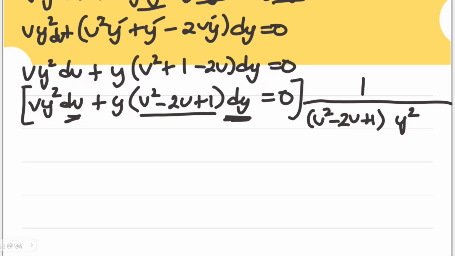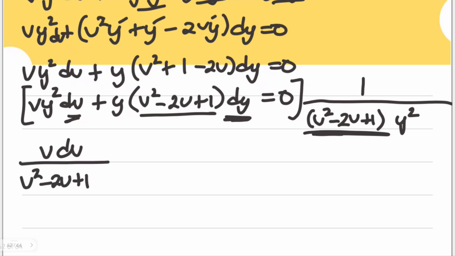And of course, this is simply a rational expression. So multiplying that, again, this will be removed because of that. So we only have here v dv. But once you multiply this, it will appear here v squared minus 2v plus 1. And plus, again, this will be removed for this case. And then you will have y over y squared, or simply dy over y equal to 0.